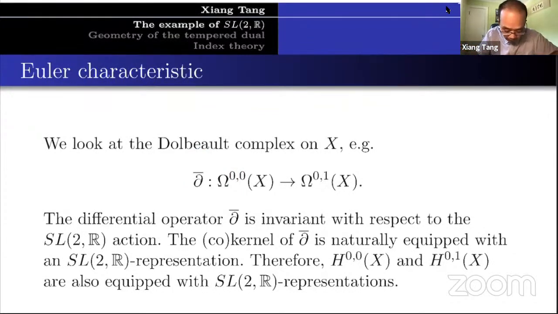With this invariance, we know that the kernel of our operator, the holomorphic functions on the Poincare disk, is as a set SL2 invariant. Since it's SL2 invariant, it has a natural SL2 representation. This is also true for the co-kernel, which corresponds to this H^{0,1}. So we have two representations of SL2.